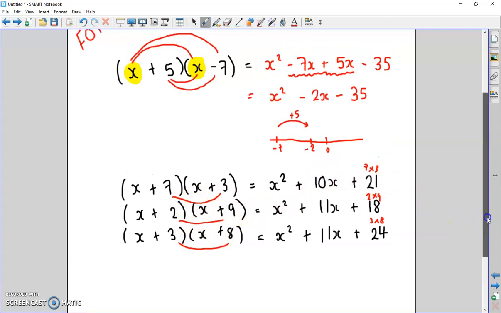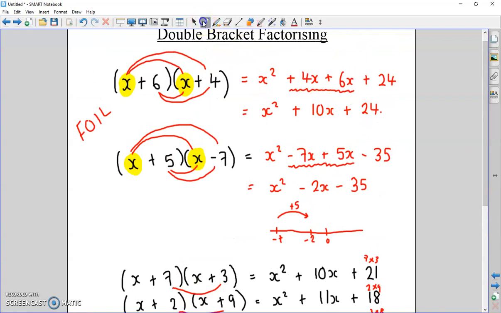Well, if I scroll back up a little bit, where did that 10 come from? Well, it came from doing 4 add 6. Where did that minus 2x come from? Well, it was minus 7 add 5. So where does that middle number always come from? It always comes from adding the two numbers in the brackets.